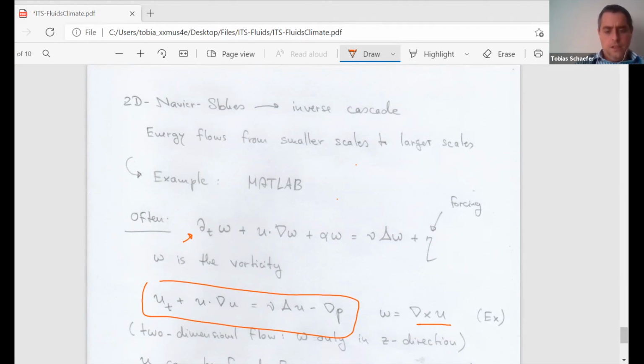So this is the 2D Navier-Stokes. This 2D Navier-Stokes code just starts with a random initial condition of the vorticity. I think we can't see the Matlab.